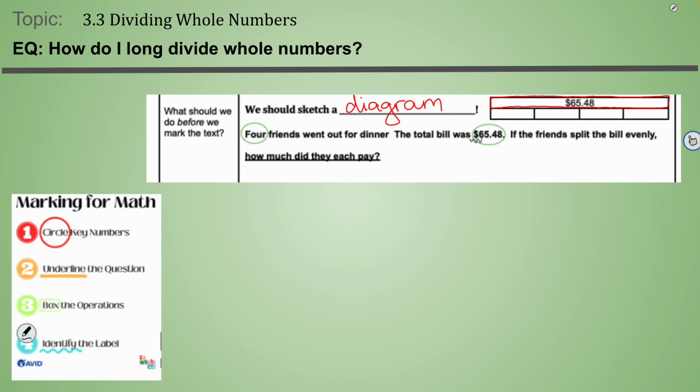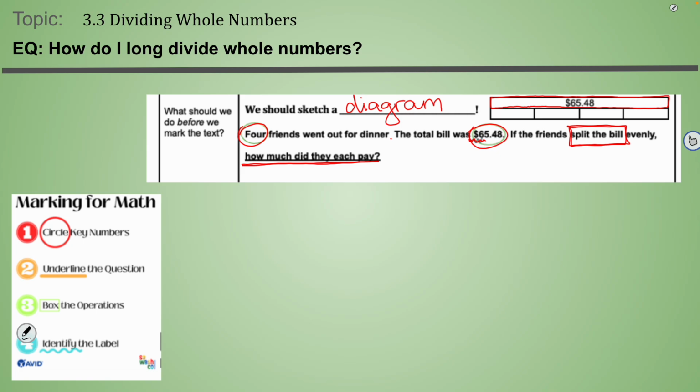And we're seeing if 4 friends, circle those numbers, 4 friends went out for dinner and their total bill was that $65.48. If the friends split the bill evenly, how much did they each pay? Notice you underline the question, you box what's happening, it's splitting, which we know is division, and you have to pay attention to the label. The label will be dollars.